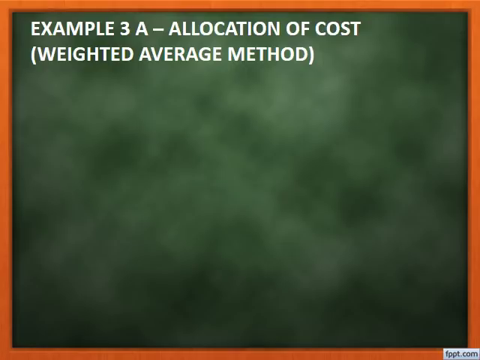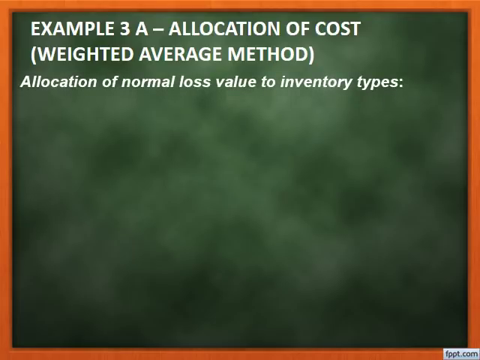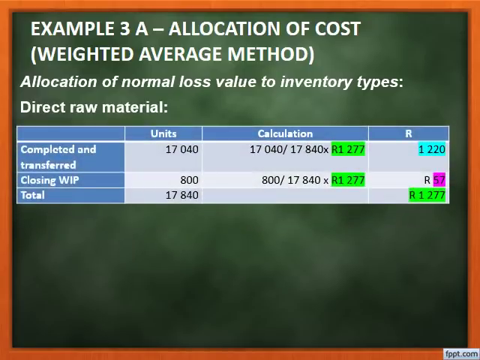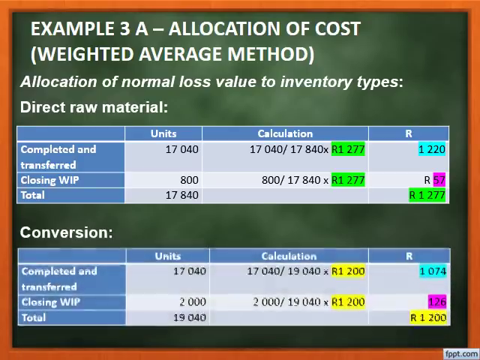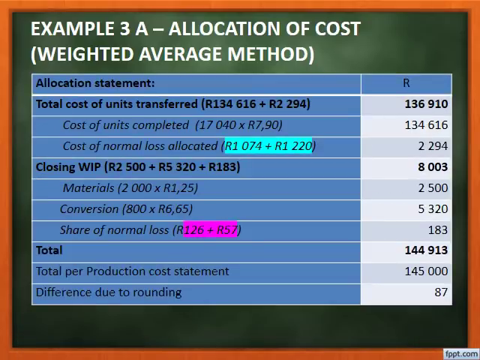Now we will allocate the normal loss value to inventory types. This will be allocated to direct raw materials as well as your conversion. For the allocation statement, the calculated value of finished goods will be 136,910 Rand. The closing work in progress, as it will be reflected in the statement of profit or loss and statement of financial position, is 8,003 Rand.